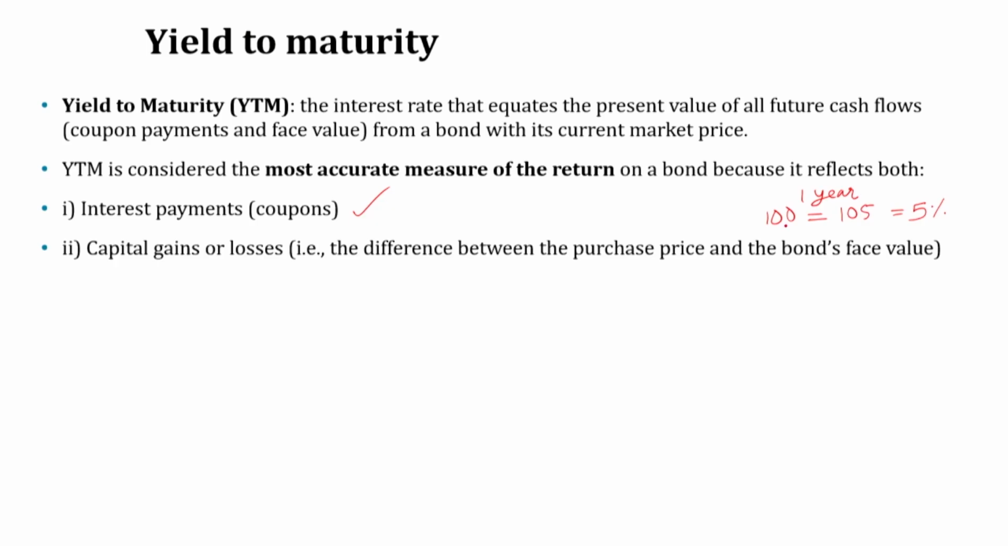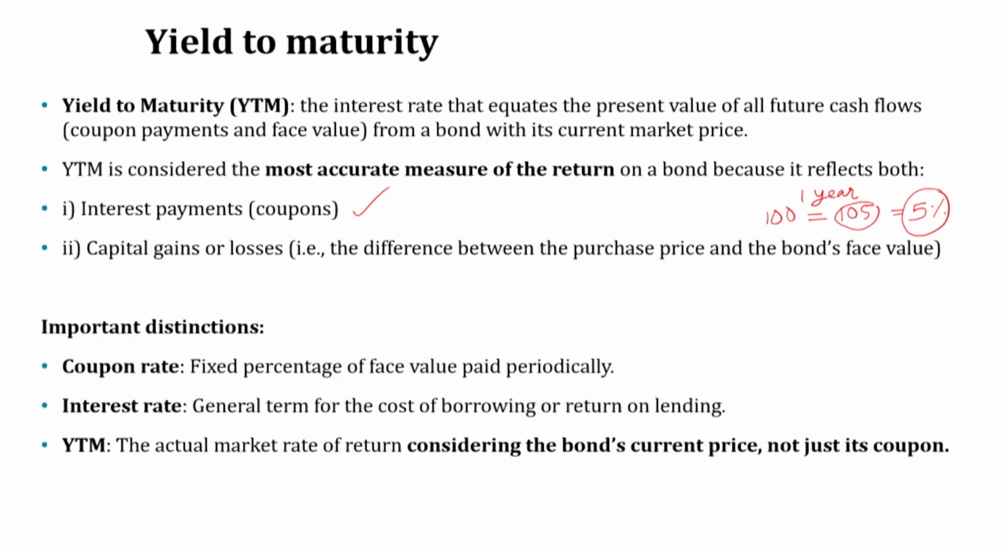So that equates the present value 100 to the future cash flow, that is 105. That actual equating is by this rate of interest. That is the difference. Moving further, the important distinction, because I mentioned here a few concepts.